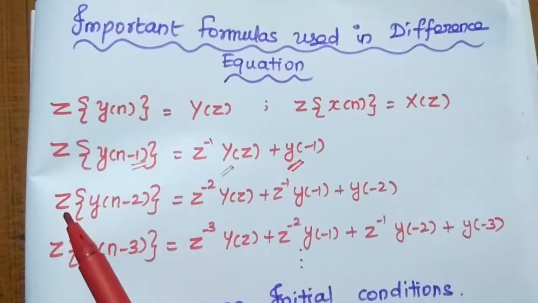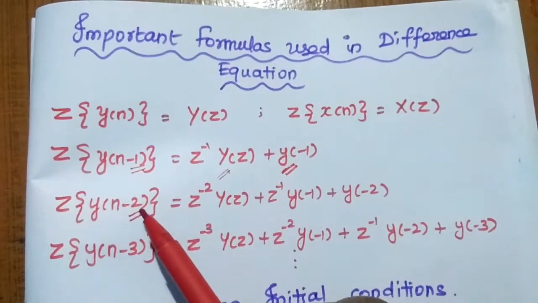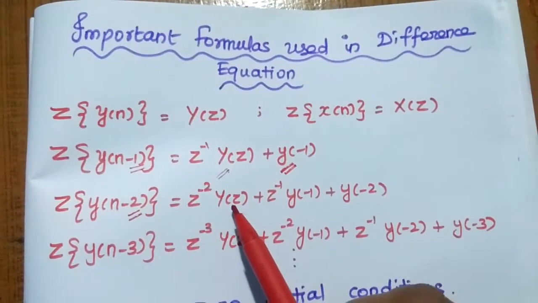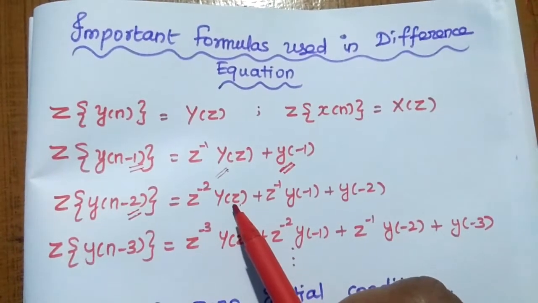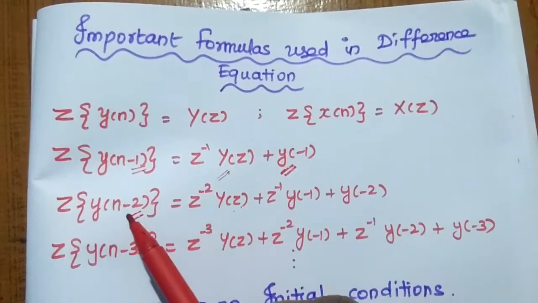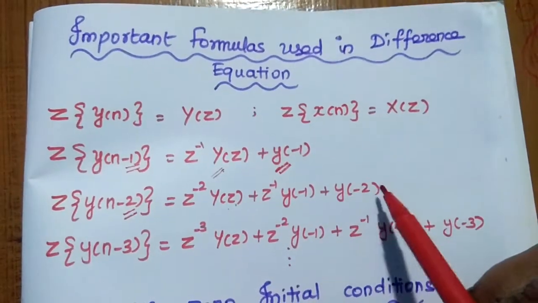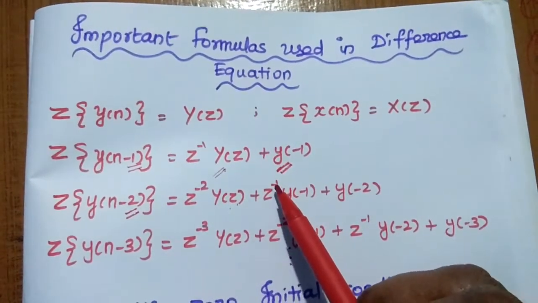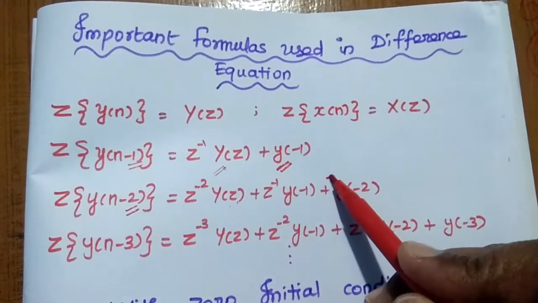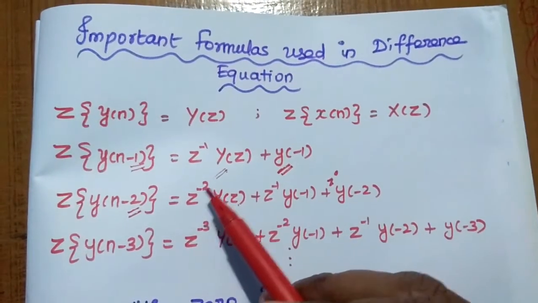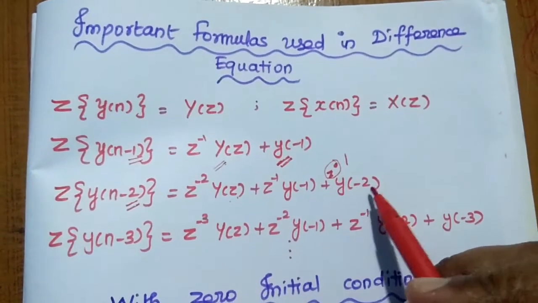Likewise, Z transform of y of n minus 2. Now we are going to delay the signal by 2 units. At that time, we multiply that Y of z by z power minus 2. So the Z transform value is multiplied by z power the given delay, plus the power of this z is reduced step by step. In the next term, it is z power minus 1 into y of minus 1, plus y of minus 2. Here its value is z power minus 2 minus 1, z power 0. Z power 0 is nothing but 1, so 1 into y of minus 2.